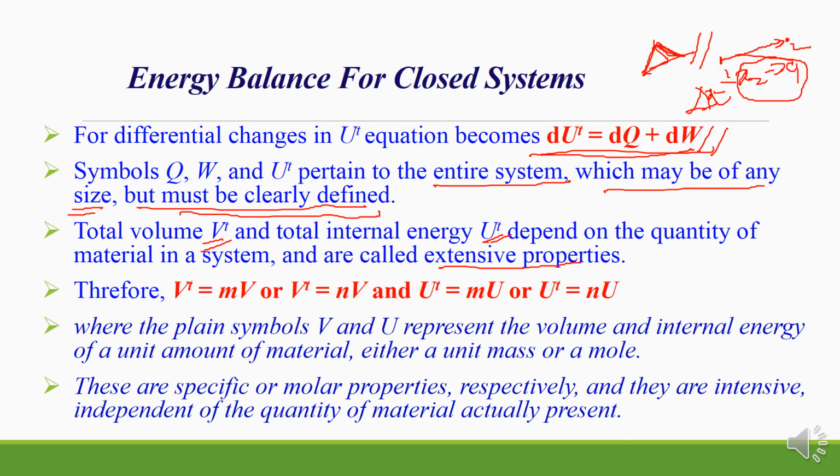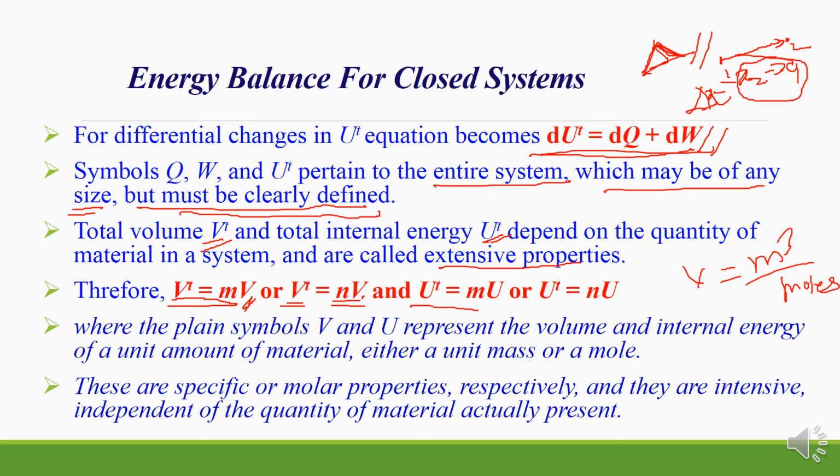Therefore V^T is m times V, where m is the mass and V is the specific volume, that is, volume per unit mass. V^T can again be defined as n times V, where n is the number of moles and V is the molar volume. So V is nothing but meter cubed per mole. Are you getting this for the second case?